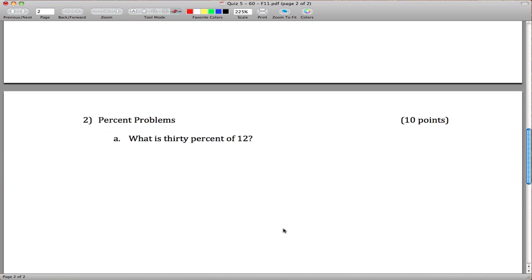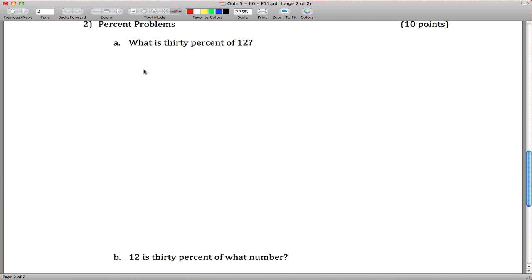Moving on to the second question, percent problems. What is x? Is means equals, 30% is 0.30, of means times 12. So x equals 0.30 times 12. It's almost like 3 times 12, and 3 times 12 would be 36. But then you've got to move the decimal over one place, and you get x equals 3.6.